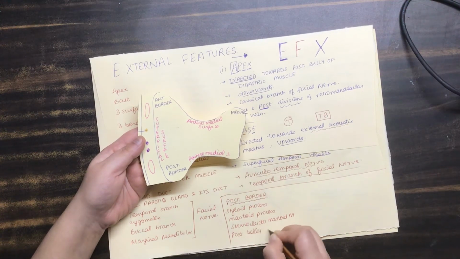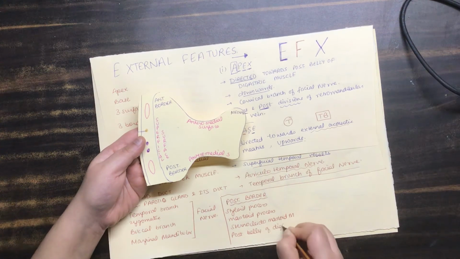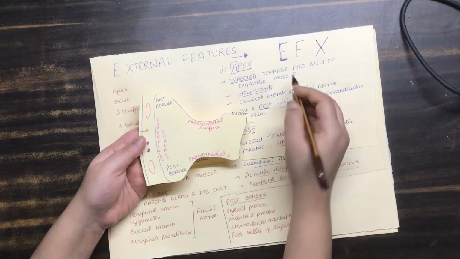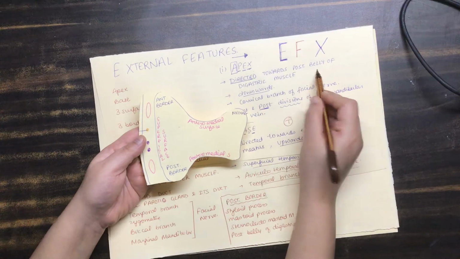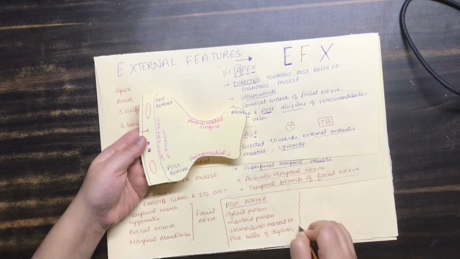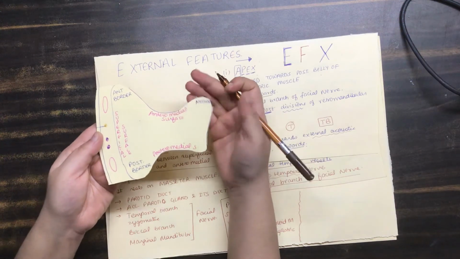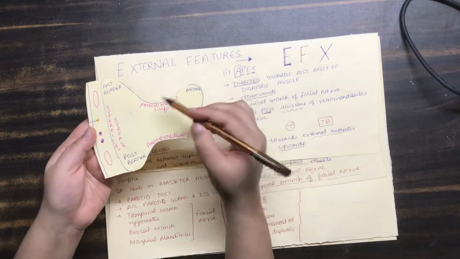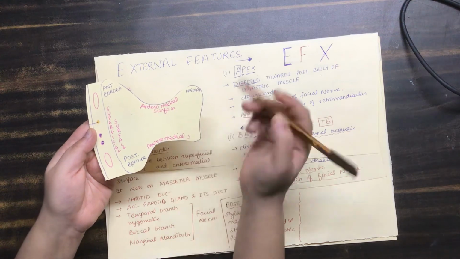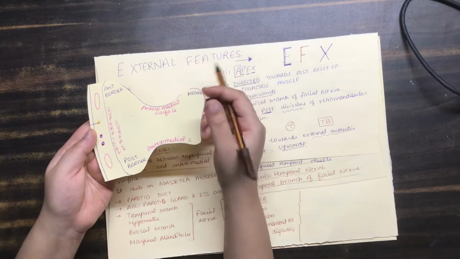You can remember the posterior belly of digastric by the apex, because at the apex also we have the posterior belly of the digastric only. Then after the posterior border you have the medial border, which is in relation to the lateral wall of the pharynx. For the medial border you have to appreciate it is present between the anteromedial and the posteromedial surface, and here you have the lateral wall of the pharynx.